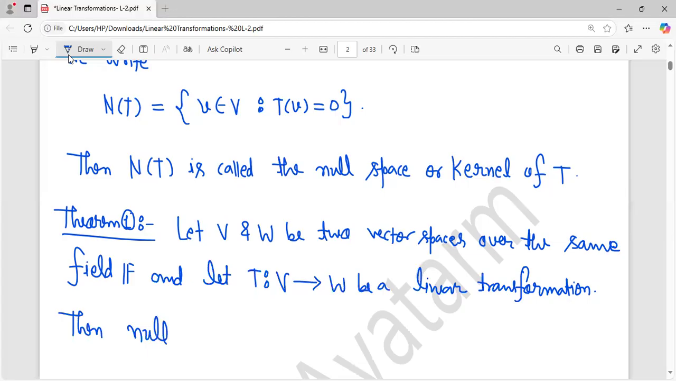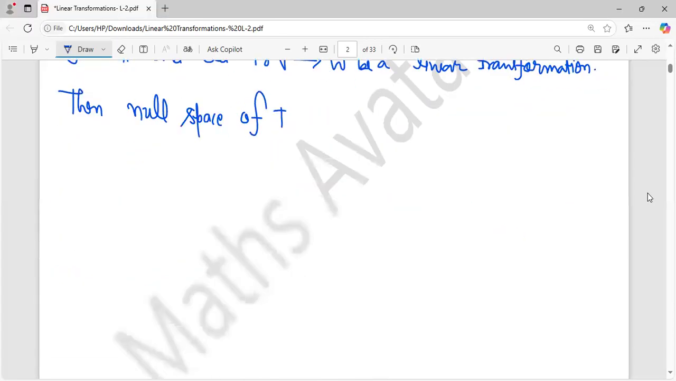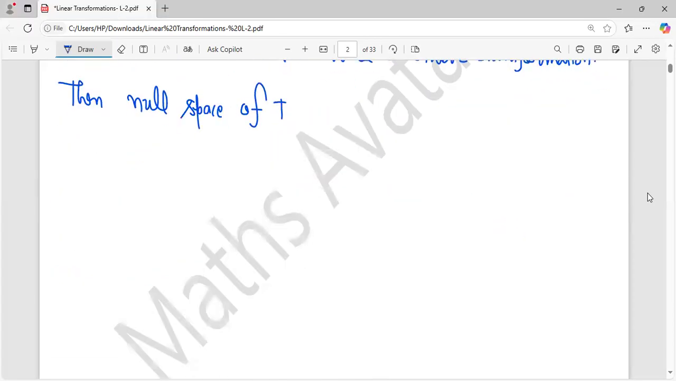the null space of T is a subspace of V. Proof.